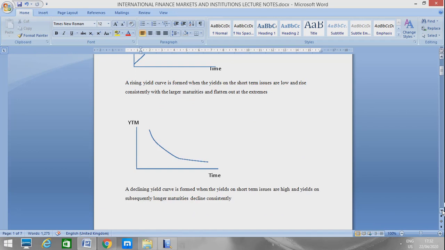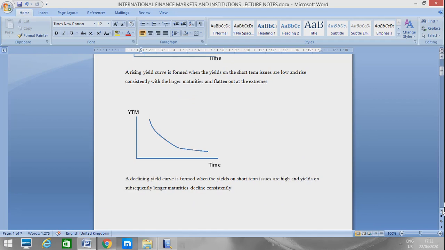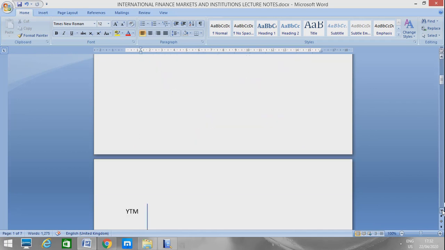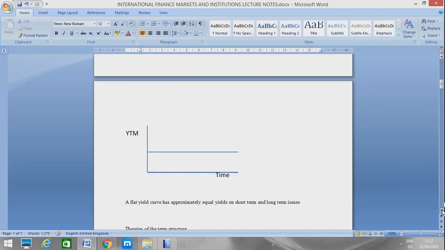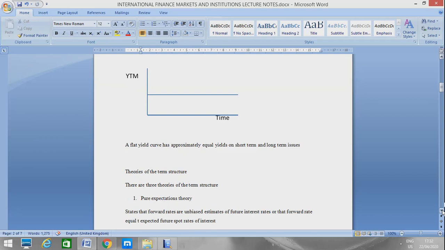So we are going to look at our theories of the term structure. There are three theories which we are going to look at. The first one is the pure expectations theory. The pure expectations theory states that forward rates are unbiased estimates of future interest rates, or that forward rates are equal to expected future spot rates. With this one, the term structure is determined solely by the expectations of future interest rates.